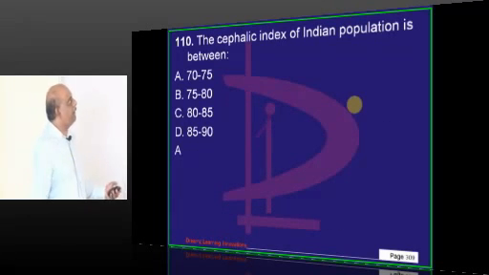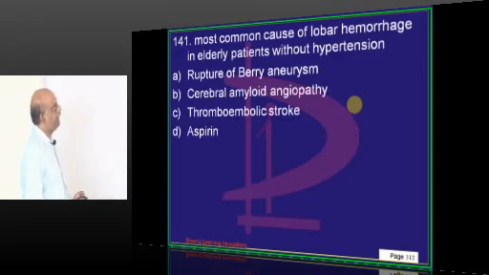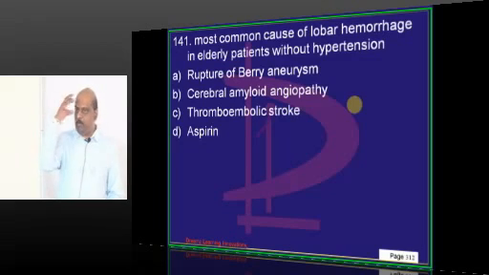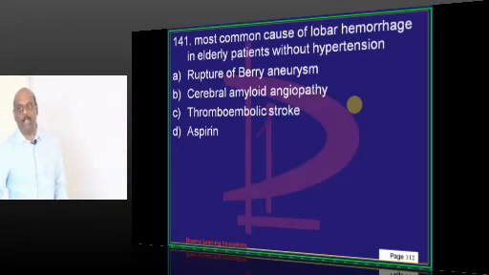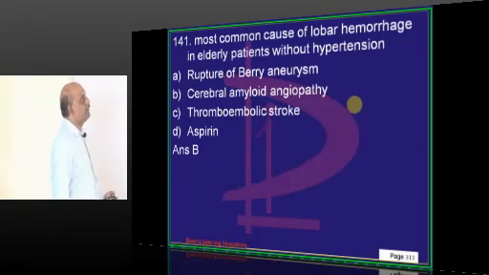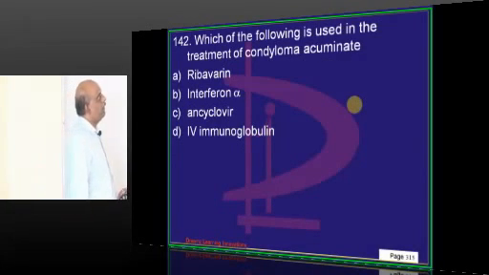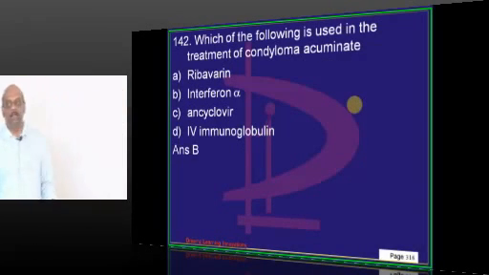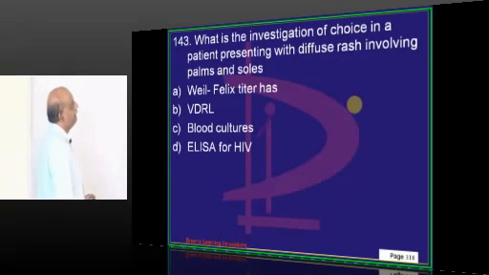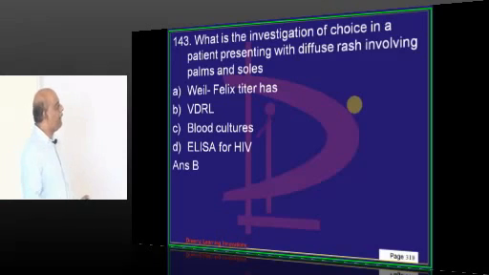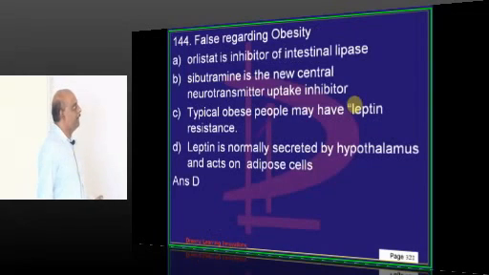Then the cephalic index of the Indian population is typically 70 to 75. Whenever there is a lobar hemorrhage in an elderly patient without hypertension, you have to suspect cerebral amyloid angiopathy. Now, for condyloma acuminata, interferon alpha is considered the management of choice. Diffuse rash involving palms and soles, you should think of syphilis and VDRL should be done.